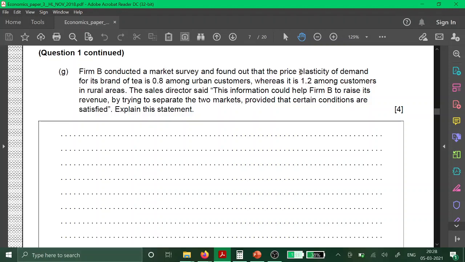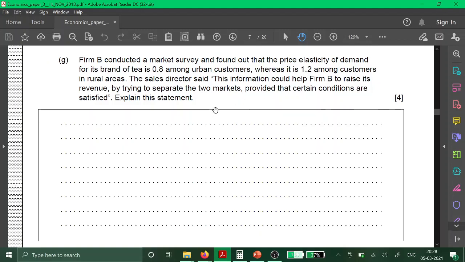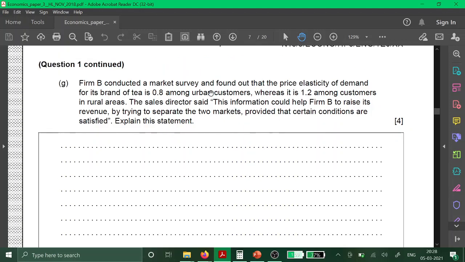In the urban areas, demand is less elastic. That means it can raise the prices because people like its product or the brand. That is why it is less elastic compared to the rural areas. So it can charge a higher price to urban customers and a lower price to rural customers. So the sales director has that in his mind, and it can go for price discrimination among these two markets.